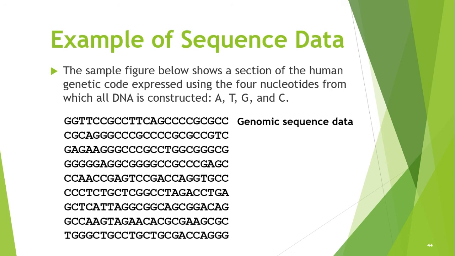Okay? Order or arrangement. The sample figure below shows a section of the human genetic code expressed using the four nucleotides from which all DNA is constructed, yung A, T, G, and C nucleotides. We call this, itong specific example na to, the genomic sequence data. So you'll see here the arrangement of the DNAs. Okay, how a DNA is constructed.